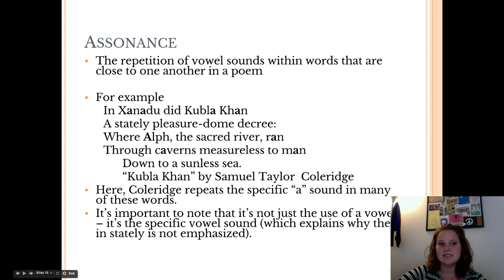In Xanadu did Kubla Khan a stately pleasure-dome decree, where Alph, the sacred river, ran through caverns measureless to man down to a sunless sea.